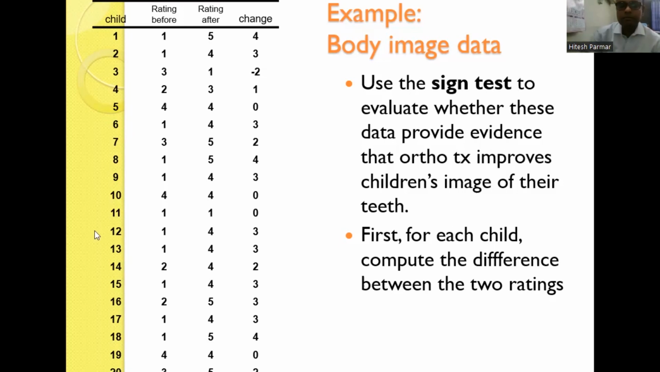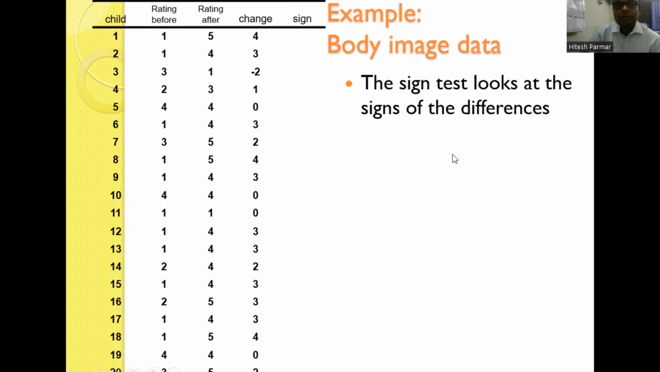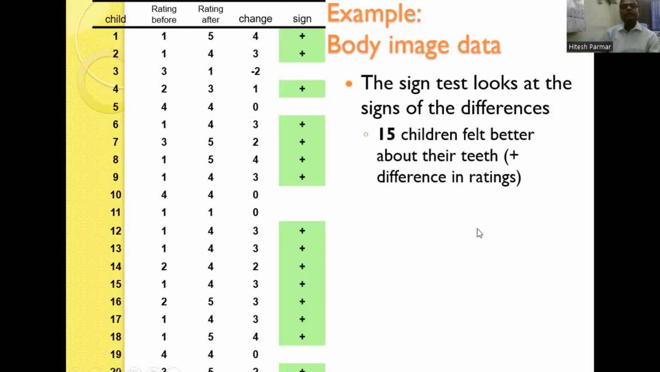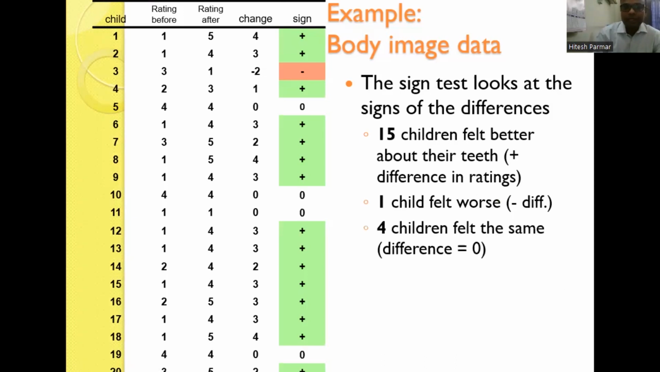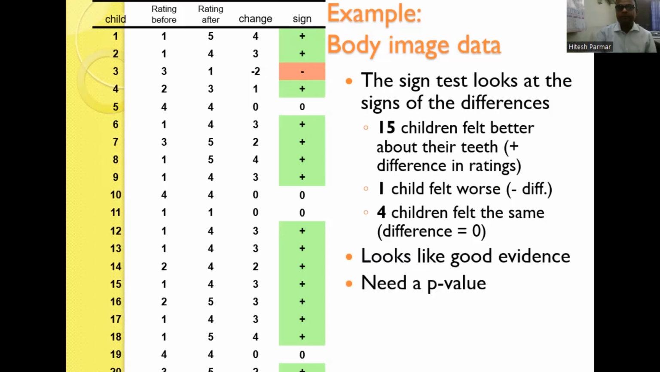Right, and then the signs are given. If a change is positive, we will give a positive sign. So how many? 15 children felt better about their teeth, so we have given 15 positive signs. There is one negative sign, so one child felt worse. And 4 children felt the same, so 0 sign, right?